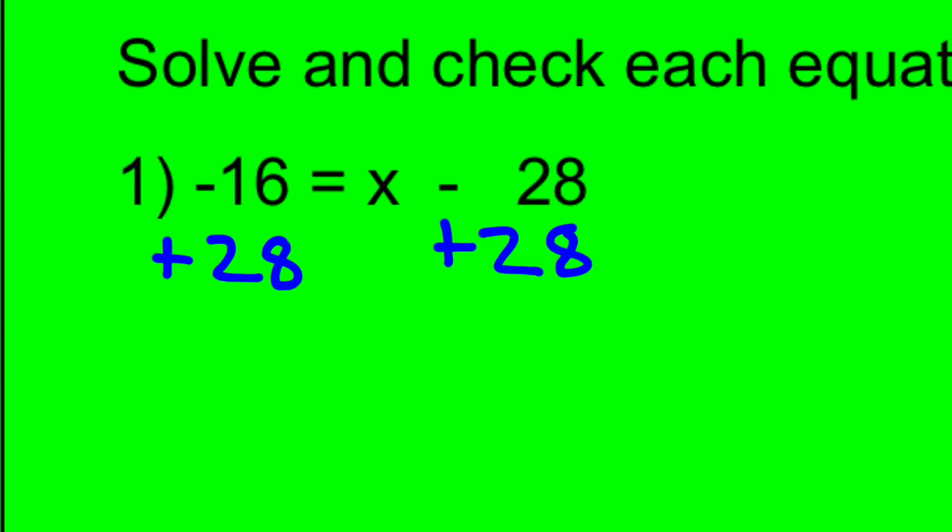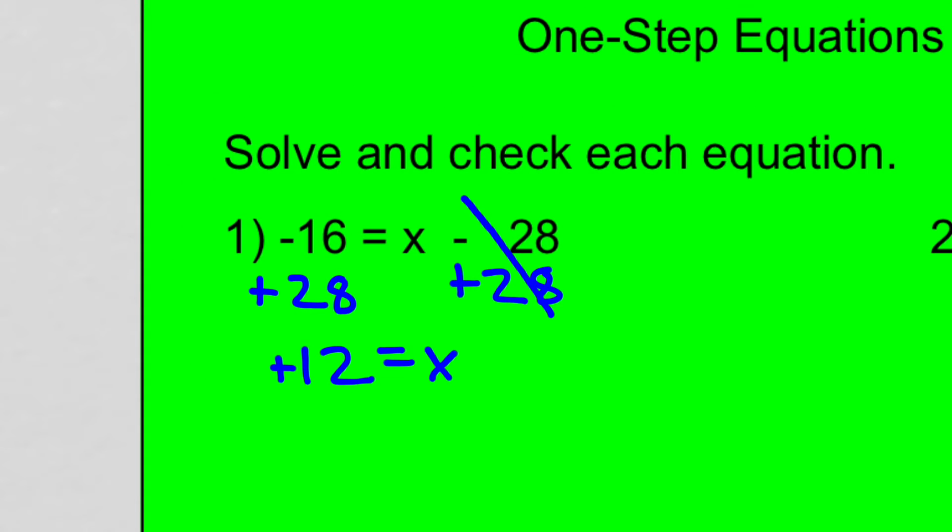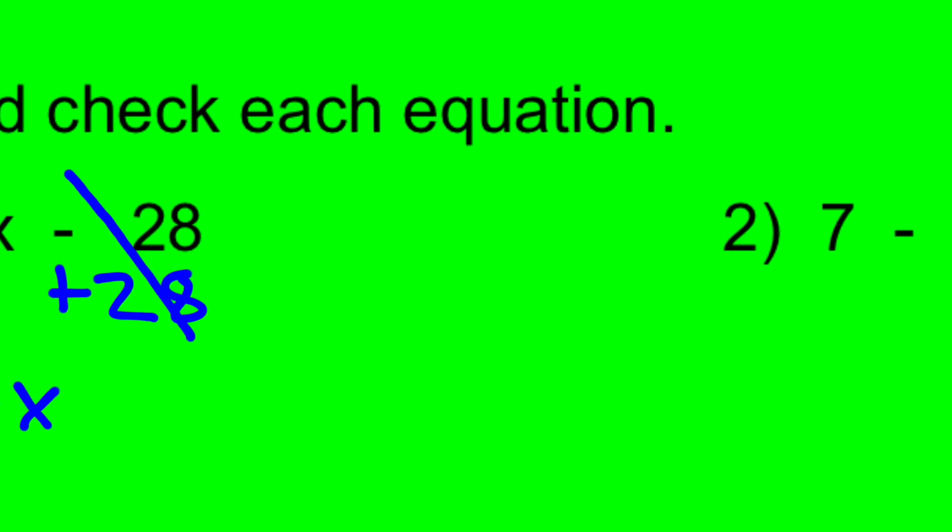Now we have to remember our integer rules with adding and subtracting. If the signs are different, you subtract. 28 minus 16 is 12. And I have more positives than negatives, so the answer is positive 12. On the other side of the equal sign, equals x, and minus 28, plus 28 turns into 0. So 12 equals x.